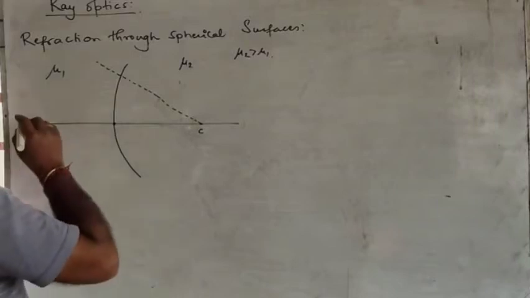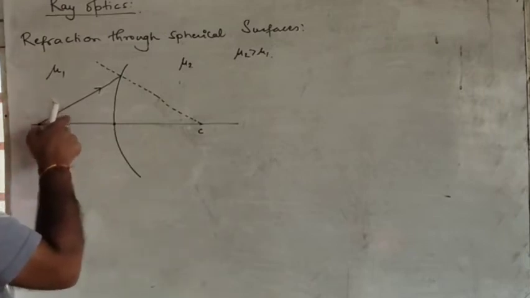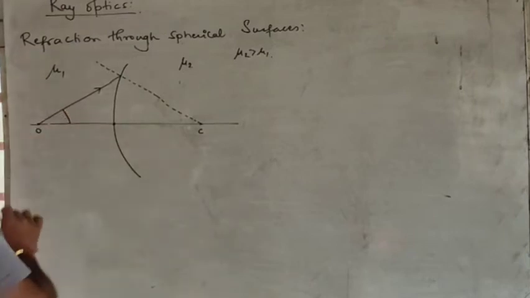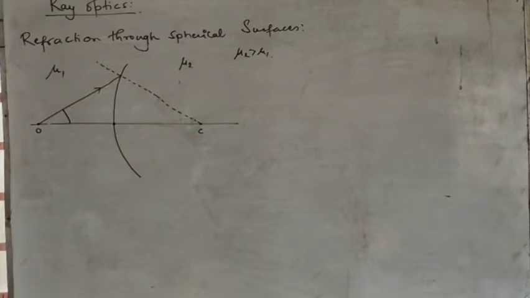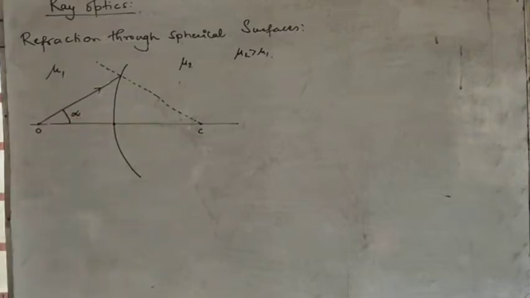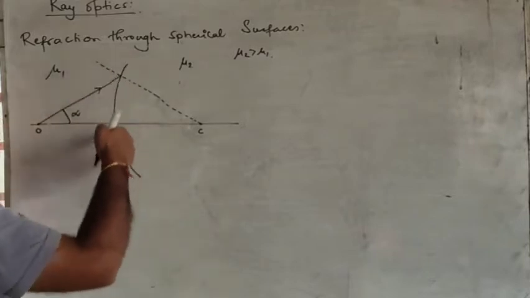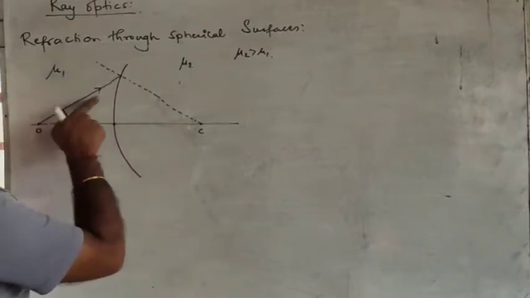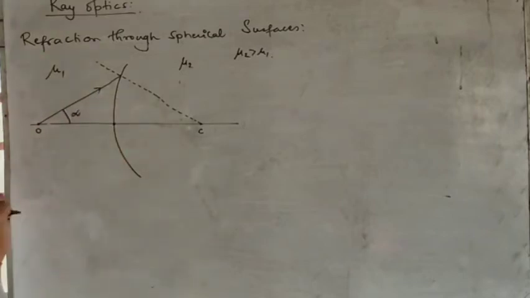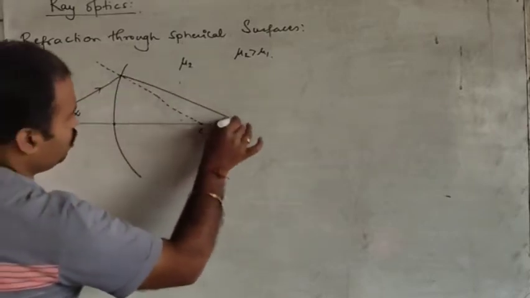Now from this object a ray is sent. Mind it, this angle is very very small. This angle is very very small because the size is point sized. Okay, but for sake of understanding we are taking a bigger angle, otherwise diagram will not appear good, right? So we consider this angle to be alpha. Now first refraction will take place due to this surface, and the ray is going from rarer to denser medium, so the ray is going to bend towards the normal. So this dotted line represents normal, so this is bending towards the normal.